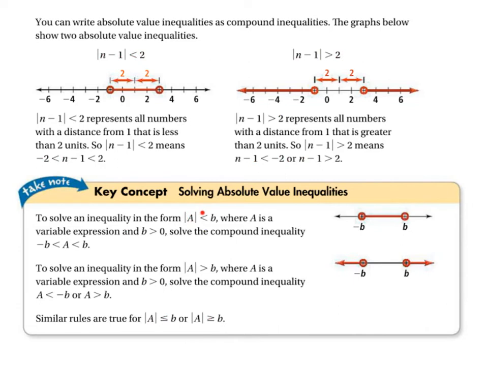If the absolute value is less than this b value, it's going to be between b and the negative of b, okay? But if it's greater than b, it's going to be either fully greater than b or less than the negative of b.